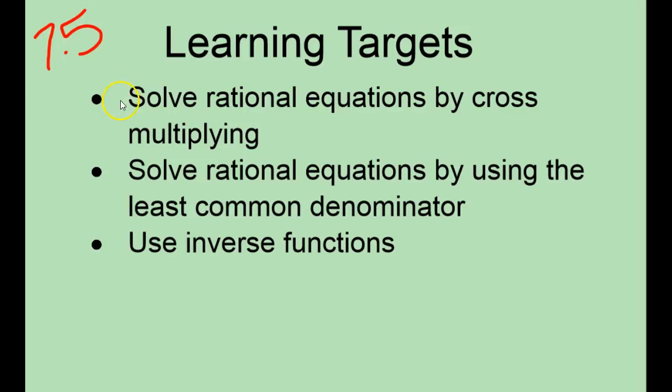Okay, so our first one was solve rational equations by cross multiplying. So we know we can cross multiply when I have one rational expression on the left and one rational expression on the right. If I have more than that on either side, I have to use a second learning target, which is solve rational equations by using the least common denominator. And then there are going to be times when it's easier to find the inverse function first, and then I can plug in and find some information. So I need to know how to do that as well.